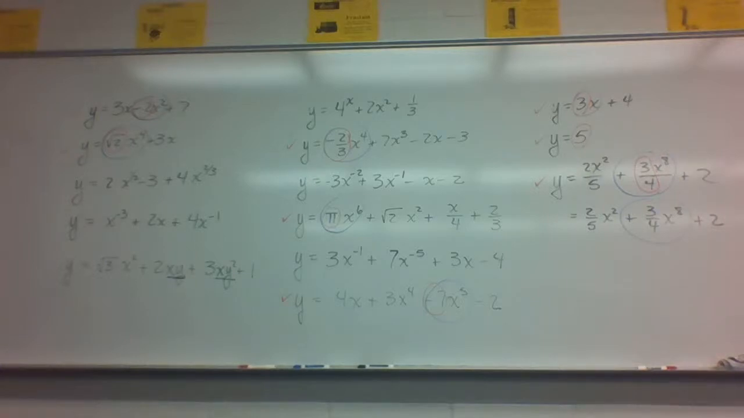If the leading term is a degree 3 term, we call it a cubic function because cubes have 3 dimensions, length, width, and height. We call it a cubic. 3 is the power in the leading term. And if you have a 4th degree polynomial, we call it a quartic.